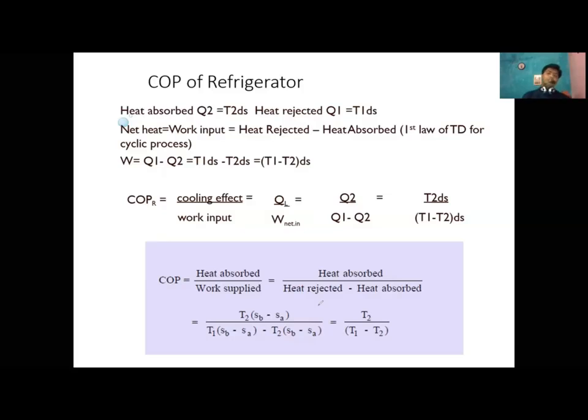Final conclusion: the COP of reverse Carnot does not depend on any refrigerant used in reverse Carnot. Basically, the COP of a reverse Carnot refrigerator depends on the two specified temperature limits, the higher temperature and the lower temperature. And it gives the maximum COP.